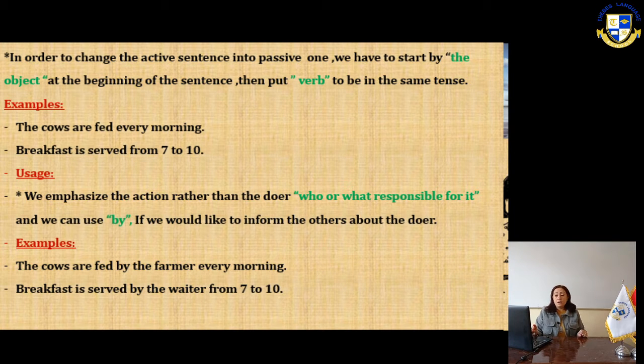Here the cows, the object, then are, verb to be in the present simple, then fed, the past participle of the main verb. The usage of this, we emphasize the action rather than the doer. Why do you think we have to change the active into passive? Because we are making emphasis on the action rather than the doer. Who or what is responsible for it? And we can use by if we would like to inform the others about the doer. For example, the cows are fed by the farmer every morning. Here, the action itself is more important than the one who does the action.